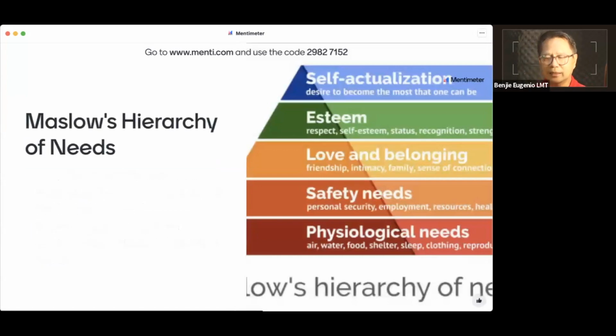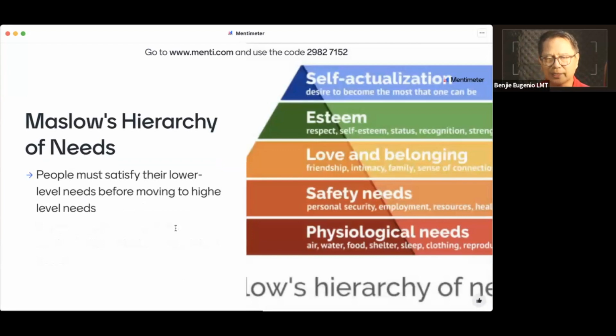Okay. The first one in our list is Maslow. Here we see Maslow's hierarchy of needs. What is the concept of Maslow's hierarchy of needs? It is a motivational theory that describes people's different levels of needs and how they relate to each other. This is a pyramid that he developed, and his idea was that before a person could achieve the higher needs, he or she has to go down first to the basic needs of the human being, the physiological needs.